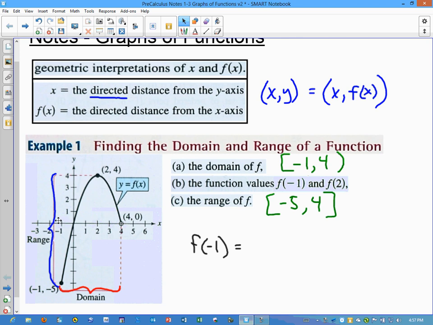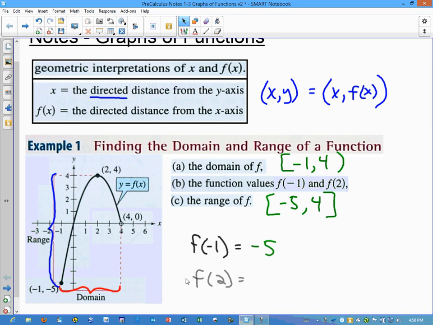So I'm at this point here, and then I either go up or down until I hit the graph. So here I want to go down to hit the graph, and at this point, this y value here is the value of the function at x equals -1. So f of -1 is going to be that y value, which is -5. So when x is -1, y is -5. That's your input, that's your output.